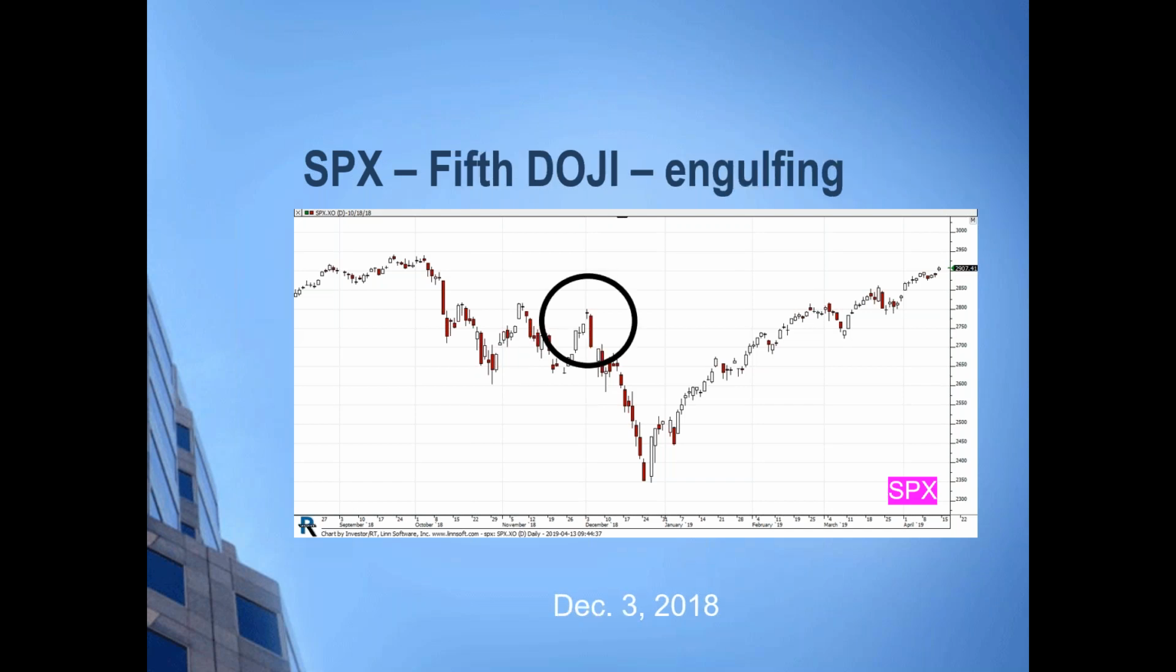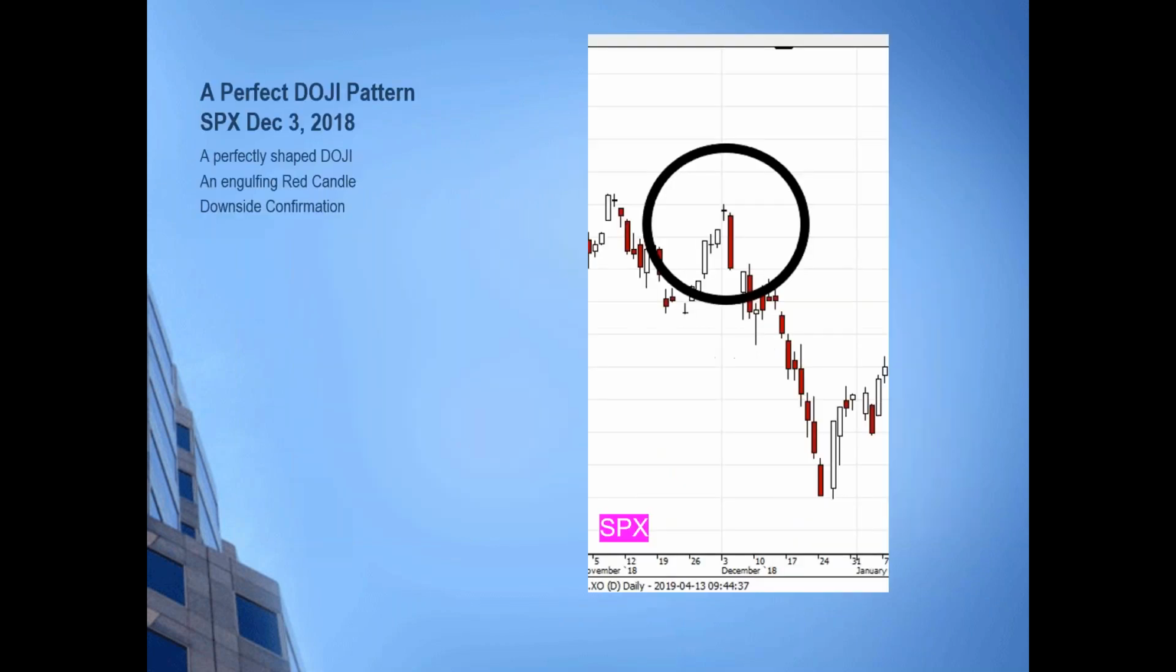That was followed by a 5th doji, which also was an engulfing, followed by an engulfing red candle. Now, this engulfing red candle is important. That pattern developed on December 3rd, and the engulfing red candle that followed created an almost perfect doji pattern.